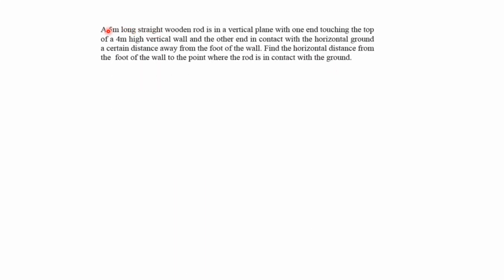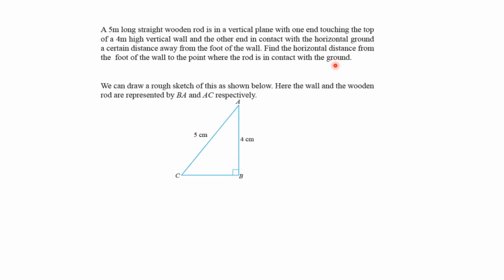Here the applications: A is a 5 meters long straight wooden rod in the vertical plane with one end touching the top of the 4 meters height vertical wall, and the other end in contact with the horizontal ground a certain distance away from the foot of the wall. Find the horizontal distance from the foot of the wall to the point where the rod is in contact with the ground. So shall we check that one?